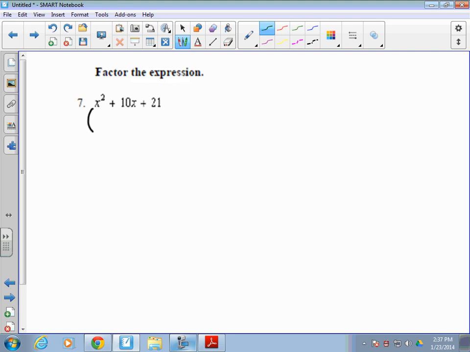We have to make a set of two parentheses underneath it. Then you have to factor, it's ax squared plus bx plus c. You have to factor out your c value of 21. Its factors are 1 times 21 and 3 times 7. So then you have to use which pair of those numbers gets you to the b value of 10. If we combine 1 and 21, we're either going to get 20 or we're going to get 22. The only one that works is 3 and 7.